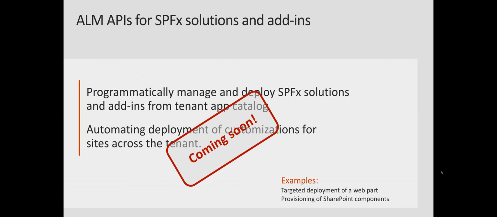So they're giving us ALM APIs for SharePoint Framework Solutions, and that's going to give us the ability to programmatically manage and deploy SharePoint Framework Solutions and add-ins from a tenant app catalog. Now, I find that a little interesting. They call out a tenant app catalog, but what about site collection app catalogs when those come in? Will we be able to use those as well? I don't know. We'll see.